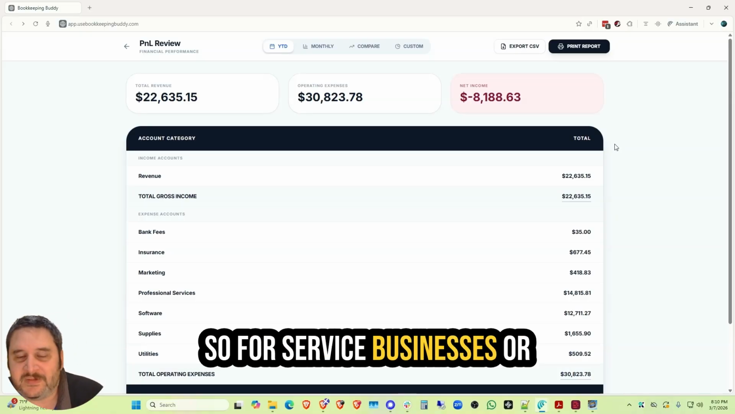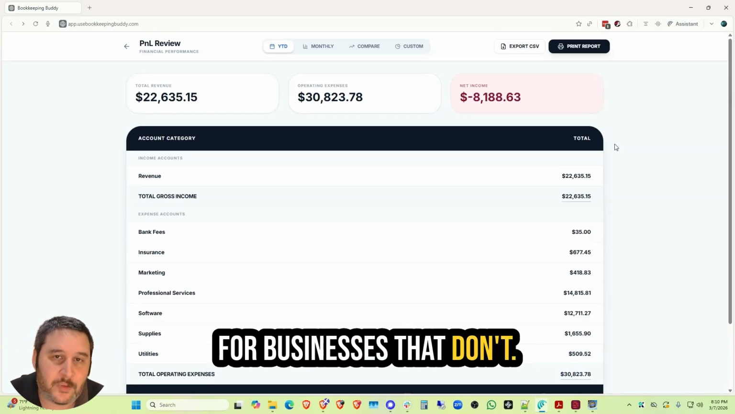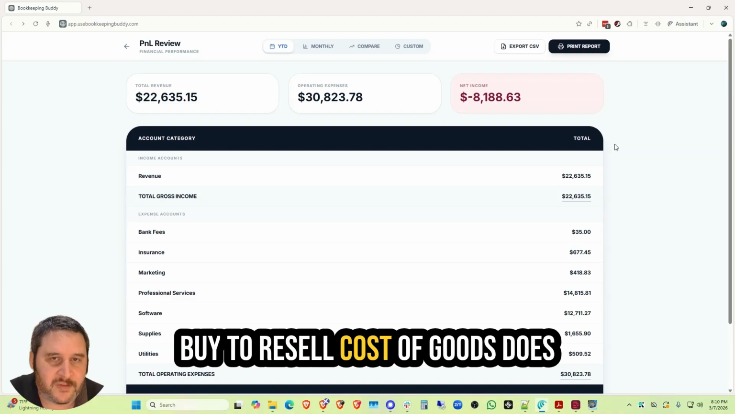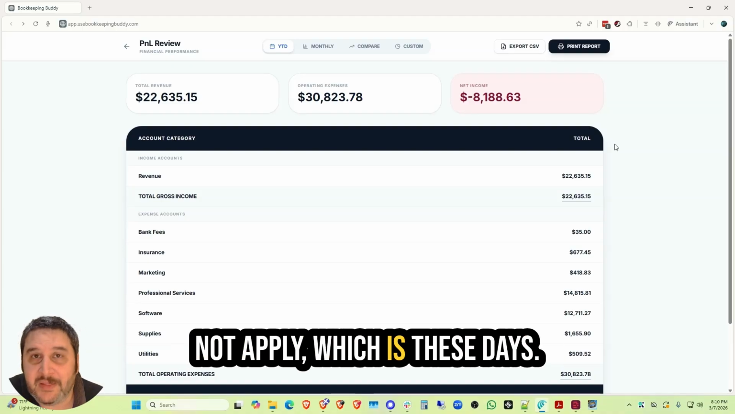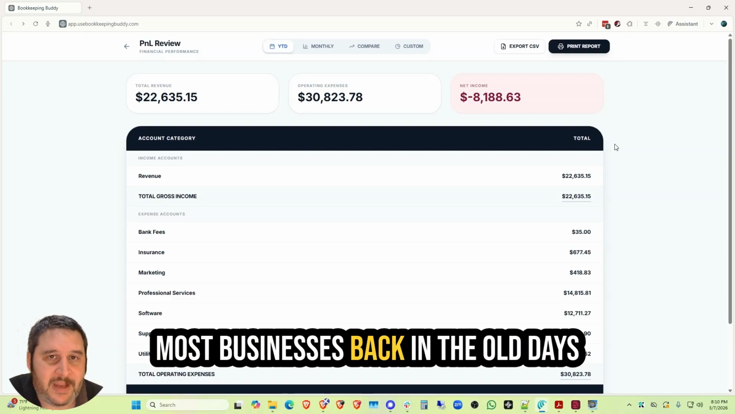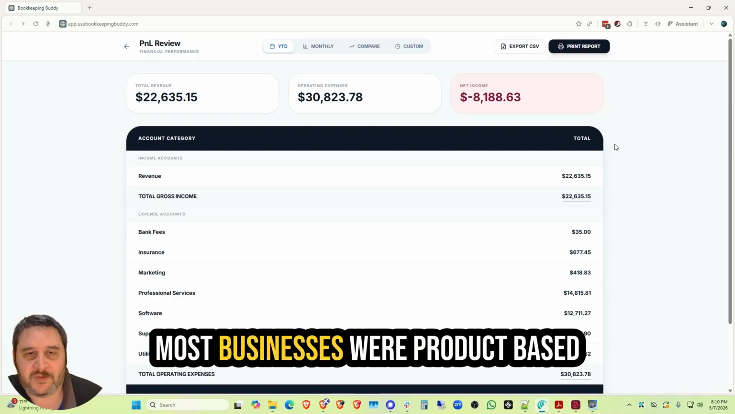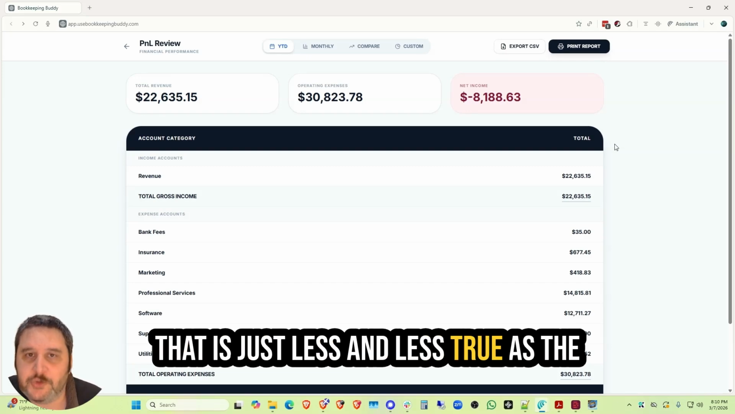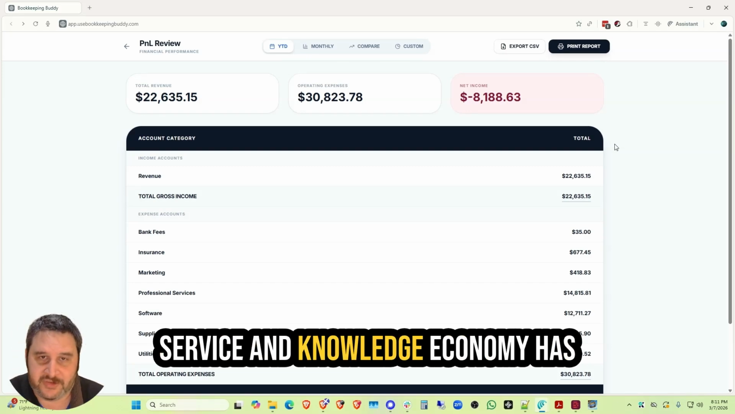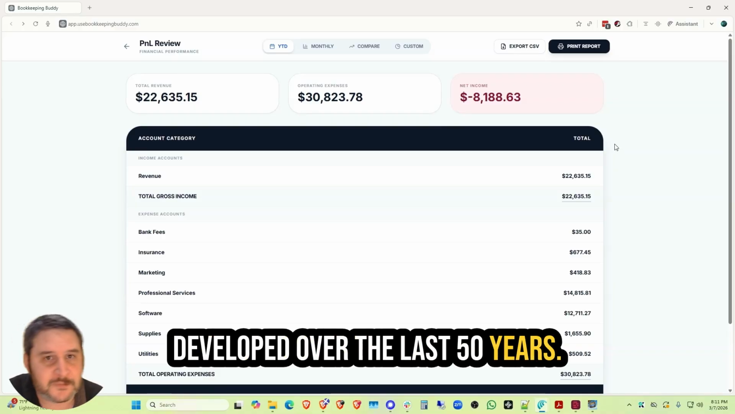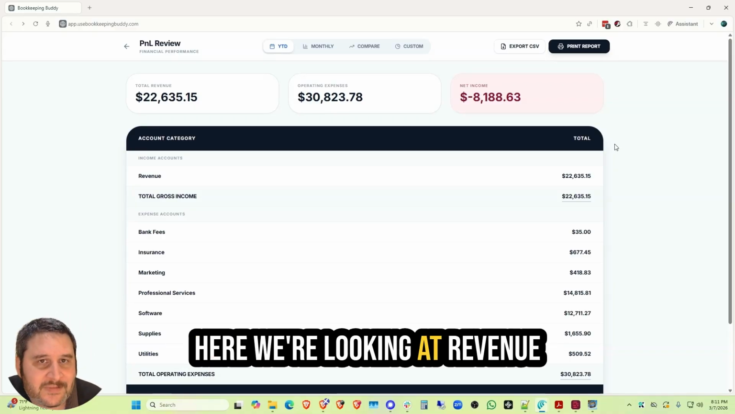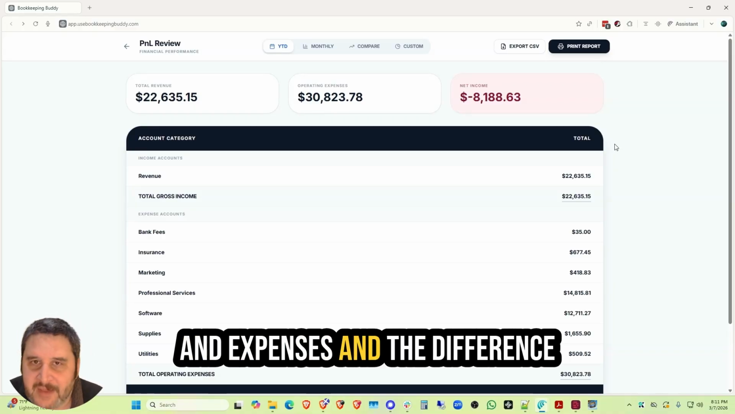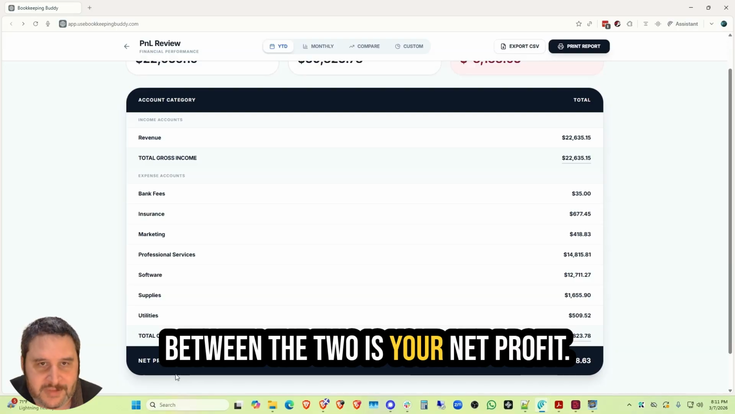So for service businesses or for businesses that don't buy to resell, cost of goods does not apply, which is most businesses these days. Back in the old days, most businesses were product-based and had costs of goods sold, but that is just less and less true as the service and knowledge economy has developed over the last 50 years. Here we're looking at revenue and expenses. And the difference between the two is your net profit.